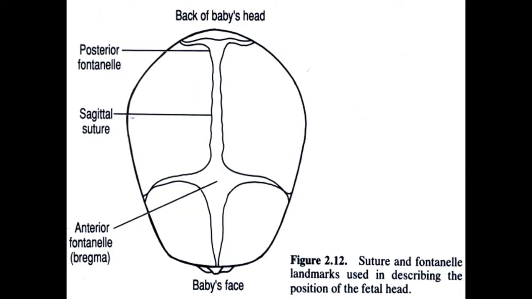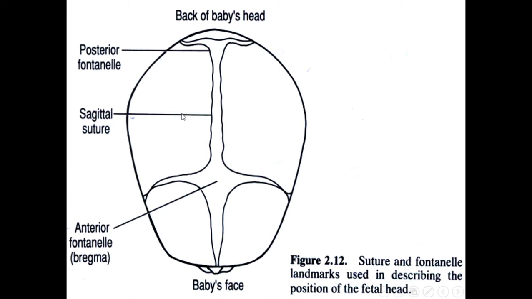If we discuss the anatomy of the fetal head, it is formed of 3 major parts: base of the skull, facial bones, and the vault of the skull. Base of the skull has no obstetric importance, facial bones have little obstetric importance, and the vault of the skull is the most important.